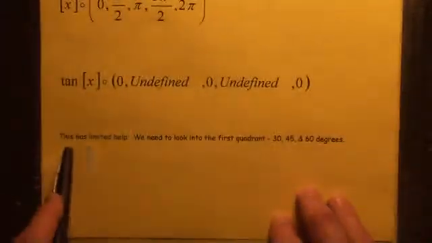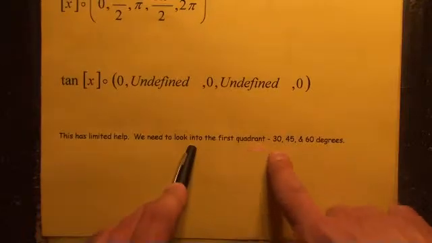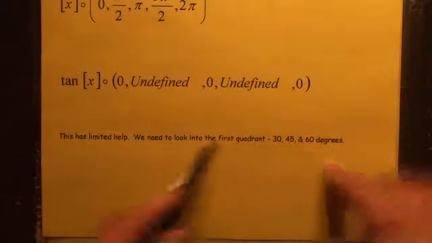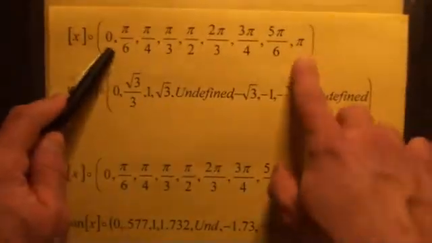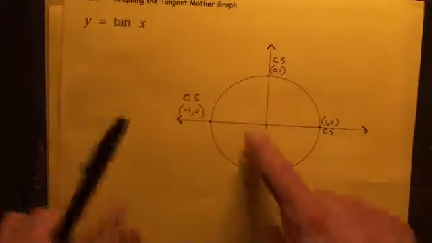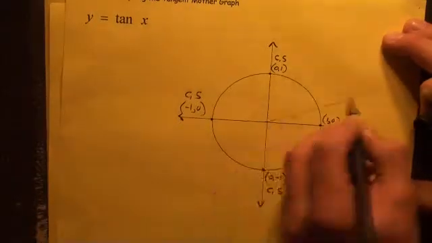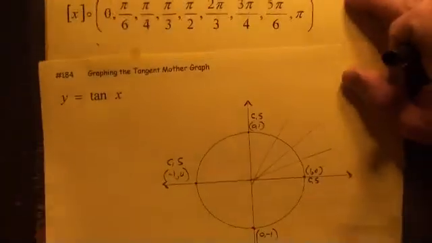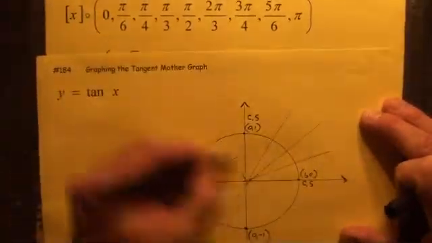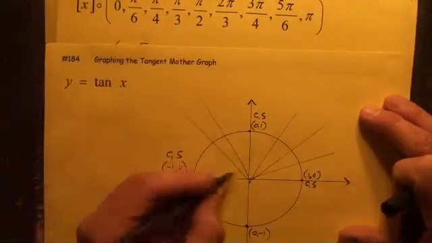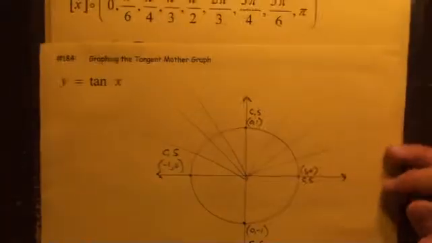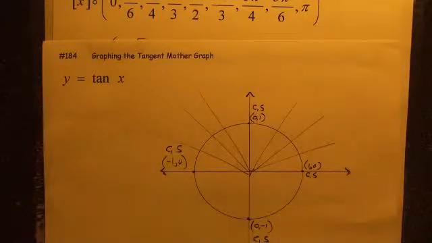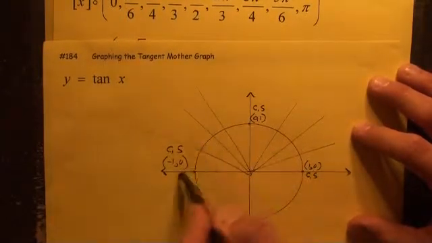Therefore, since this has limited help, we need to look at the first quadrant. We need to look at the 30, the 45, and the 60 degree reference angles. So what we'll do is go from 0 all the way to pi. We're going to take a look at pi over 6, pi over 4, pi over 3. Then what's the next one? Well, pi over 2 is the 90. Then we're going to do 2 pi over 3, 3 pi over 4, and then 5 pi over 6. Let's see here: 1, 2, 3, 4, 5, 6, 7, 8, 9. Those 9 reference angles.